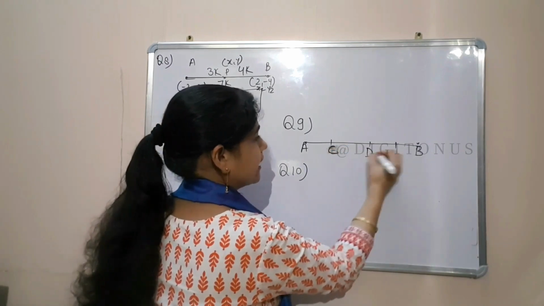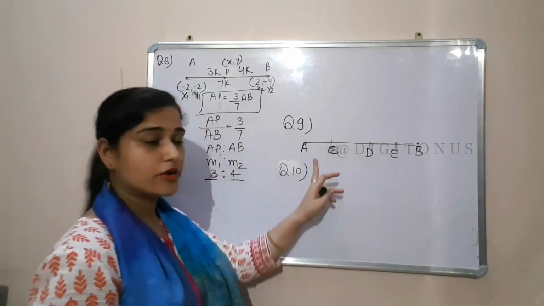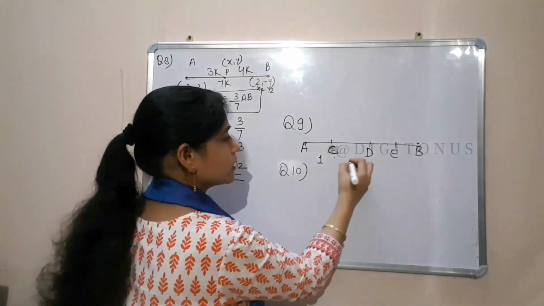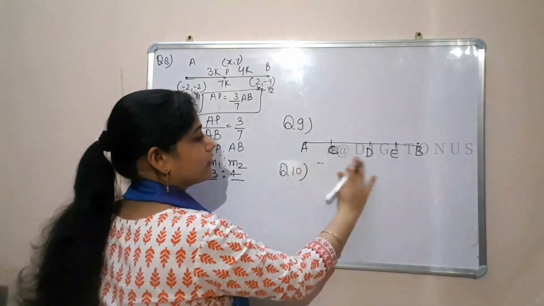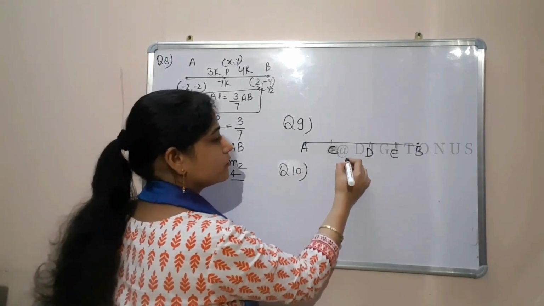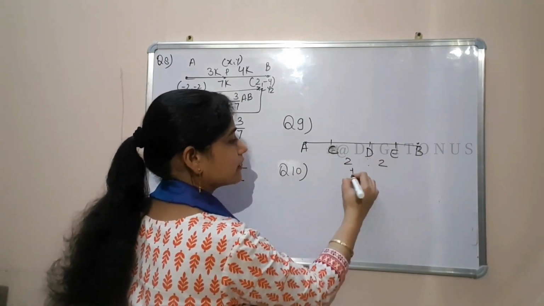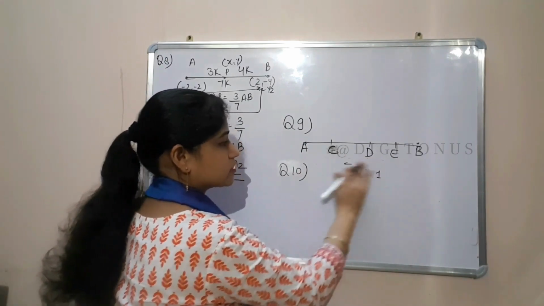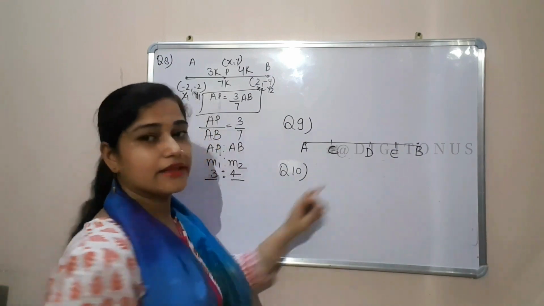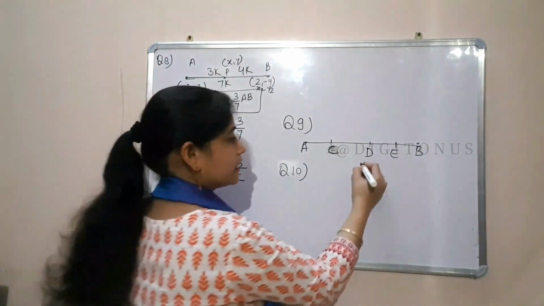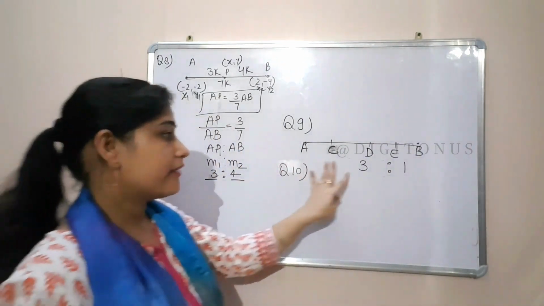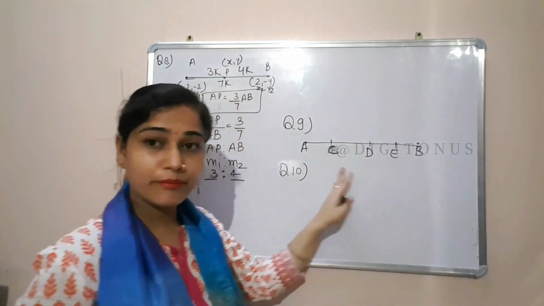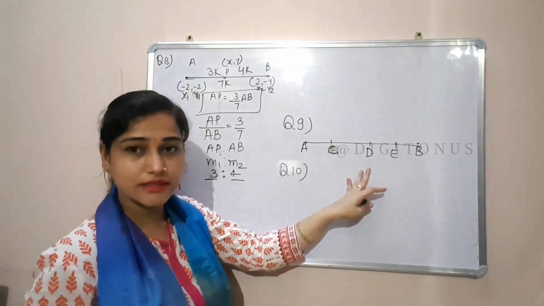If you want to apply the section formula, then for C, D and E: for finding the coordinates of C, you will take the ratio 1:3, because there are 4 parts. For finding the coordinates of D, you will take 2:2, meaning 1:1, M1 ratio M2 value. And for finding the coordinates of E, you will take M1 ratio M2 as 3:1. But according to me, if we apply the midpoint formula, that will be the easier one.